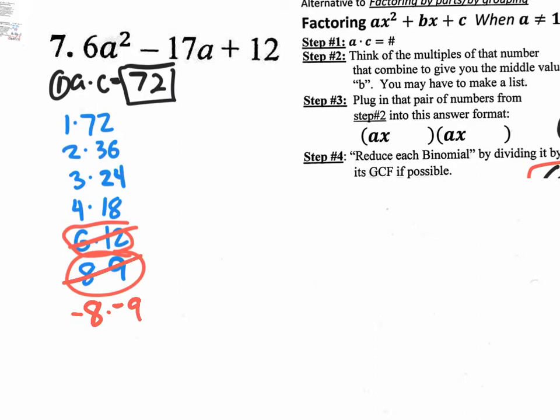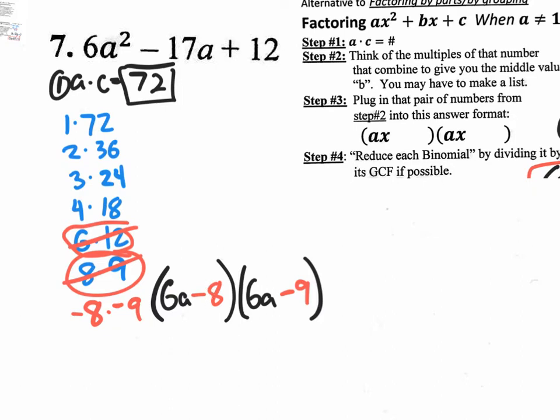So our answer format, we plug in right here and here, we plug in the 6a without the square. So we put a 6a right there and a 6a right there. Then we plug in our values of negative 8 and negative 9. And then after that, step 4 says reduce each binomial by dividing it by its GCF if possible.